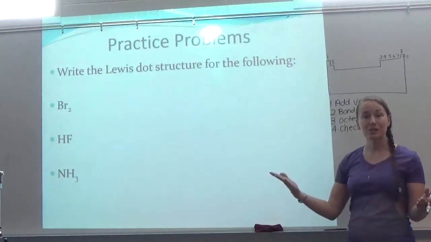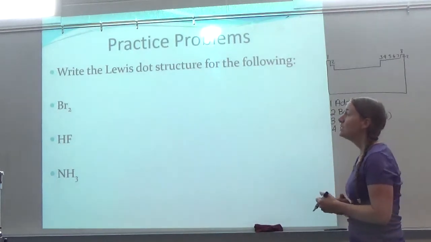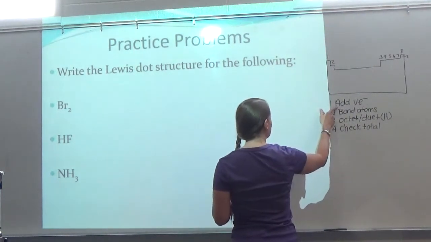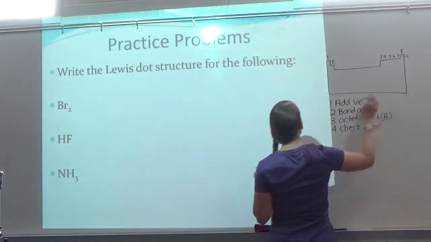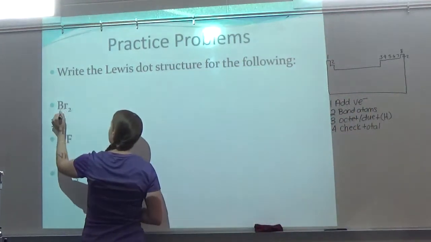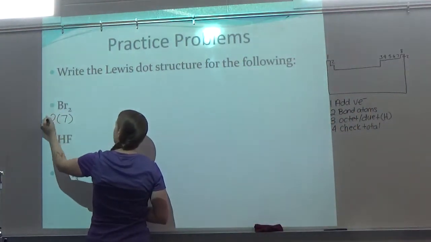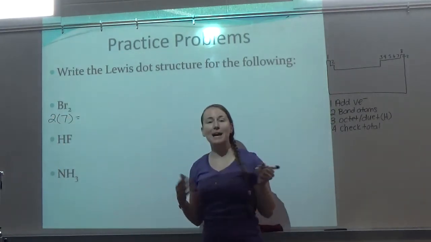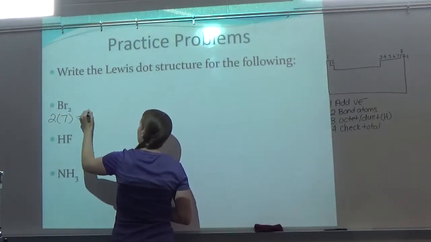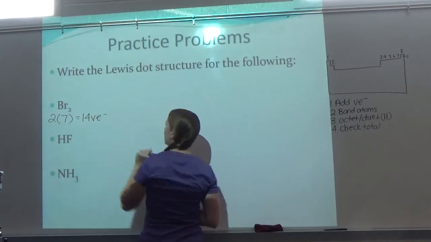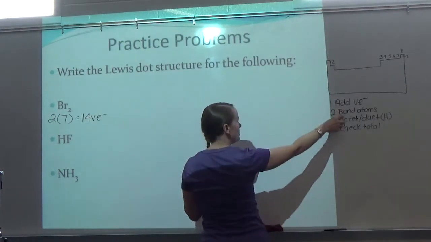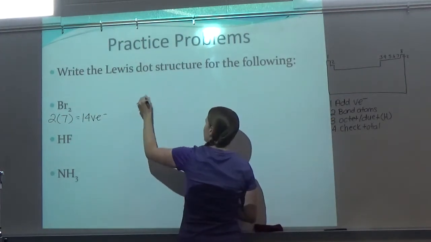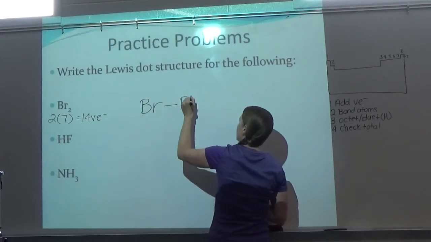All right, so I'm going to assume you've tried Br2. So first step is add our valence electrons. So Br is in group 17, so that means it has 7 valence electrons. But since there's 2 of them, I'm going to multiply that by 2. So that means there are 14 valence electrons to work with here. Step 2 is bond my atoms. So I'm going to say, okay, well, Br bonded to Br.